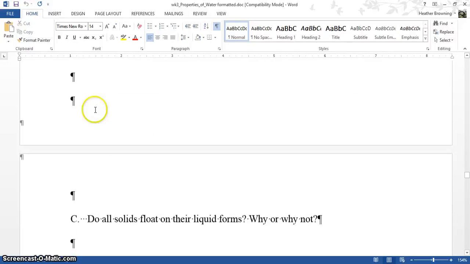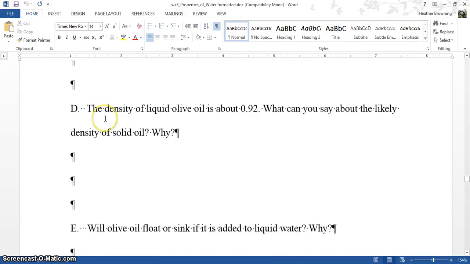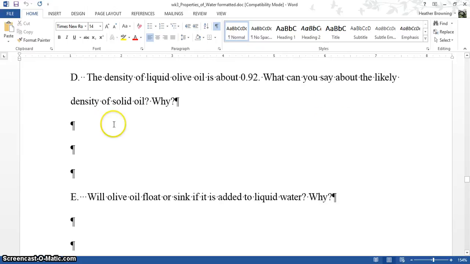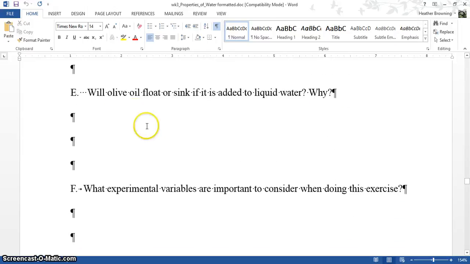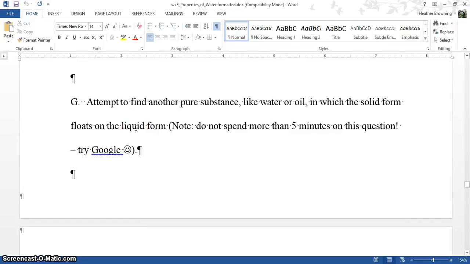So then 2 examples of this property important. Do all solids float? What's the density? The density of olive oil is like whatever. What can you say is solid olive oil? Will it float or sink? Attempt it with another pure substance in this form.